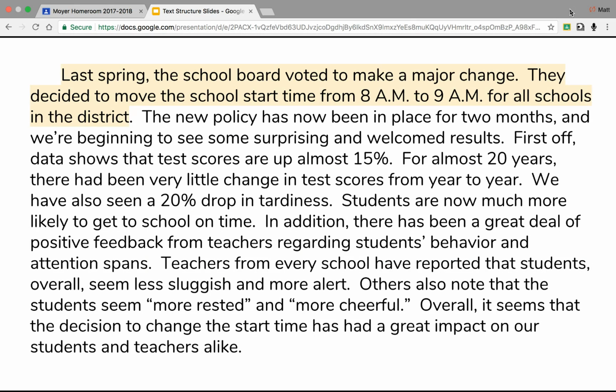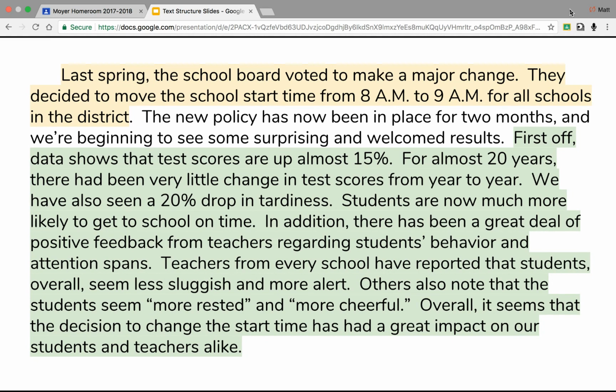Very similar to the last one, I'm going to zoom out for a second and say, oh, I recognize at the very beginning of this paragraph, my author is giving us what the cause was. So the something that happened was, in this case, the school board voted to make major changes. They changed the school start time. Then what I recognize is now come the effects. So they tell us that test scores went up. They tell us that they've seen a drop in tardiness. Students seem to be getting to school on time. There seemed to be a lot of positive feedback about students' behavior and attention spans. So these are the things that happened as a result of that change.